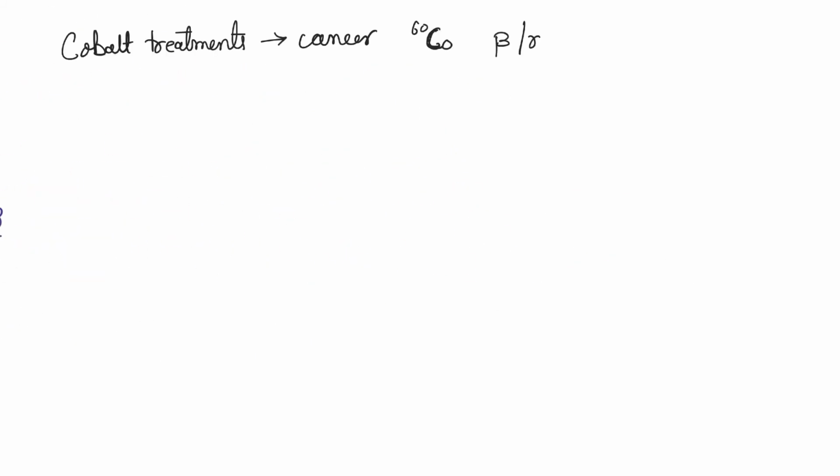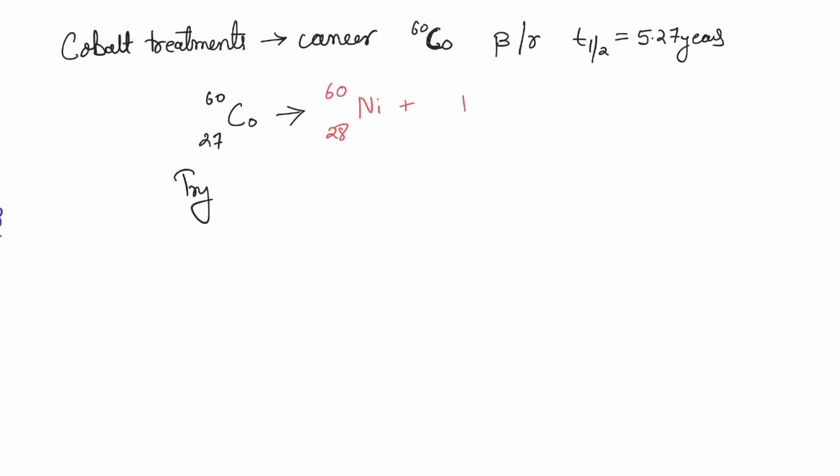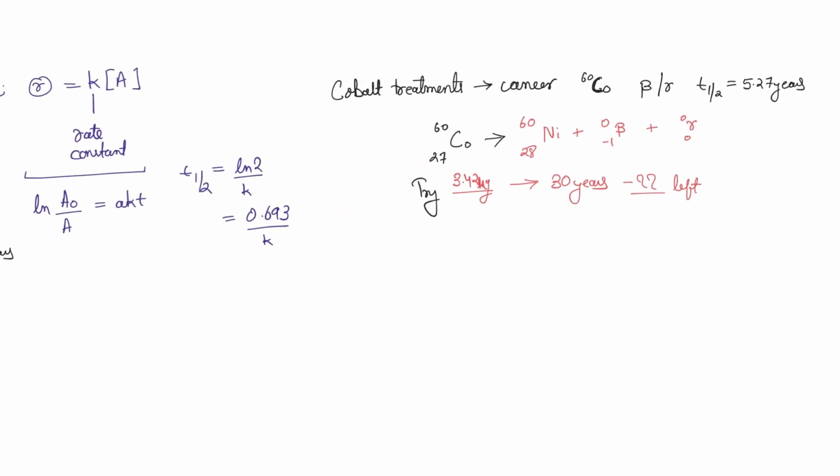So, cobalt treatments. You know that radioactive cobalt is used for medical treatments to kill cancer cells. It has a half time of 5.27 years. You have to find out how much of the cobalt would remain in our body after the treatment, if you were given 3.42 micrograms, let's say after 30 years, how much of that is left? Okay, so pause here and try to solve it, and I will wait for you.